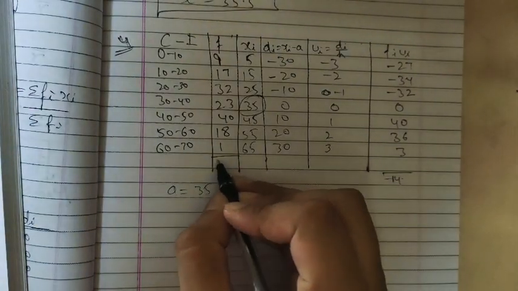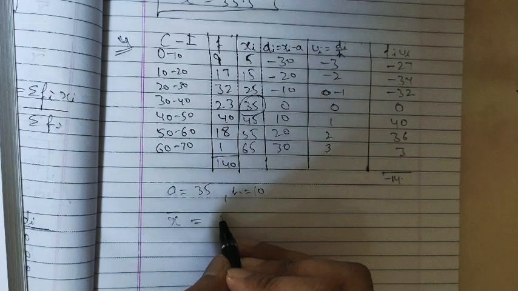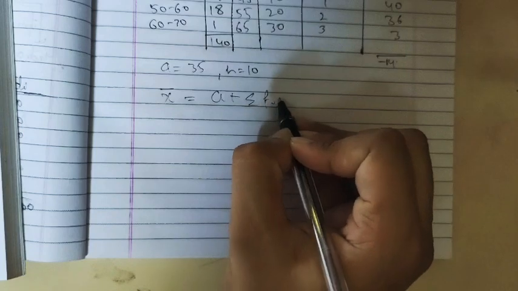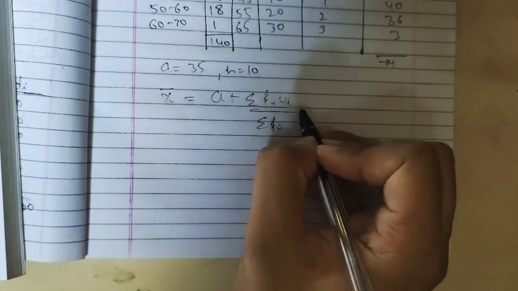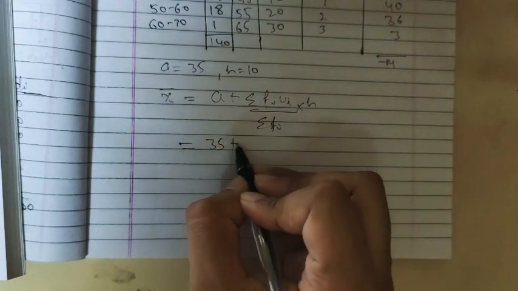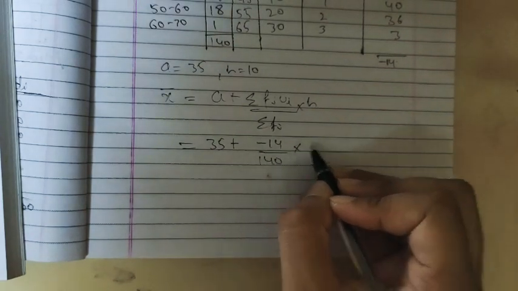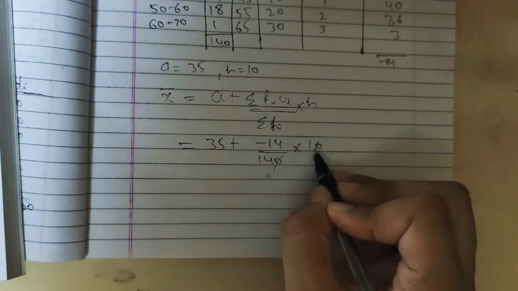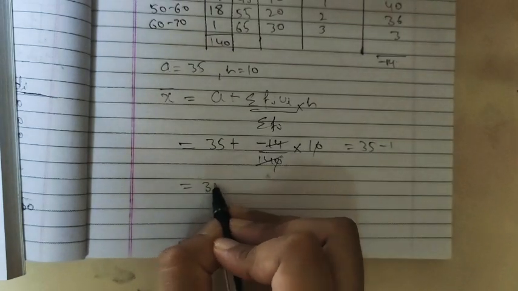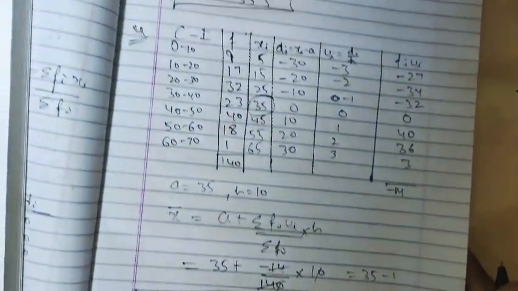And the sum of this will be 140, right? So the formula for mean: x bar is equal to A plus sigma Fi Ui upon sigma Fi, multiplied by H. So A is 35 plus sigma Fi Ui is minus 14 upon sigma Fi is 140, multiplied by H. H is 10, right? So the zeros cancel, this will be 35 minus 1, which is 34. So x bar is 34, the mean is 34. So using step deviation also we have got the answer.